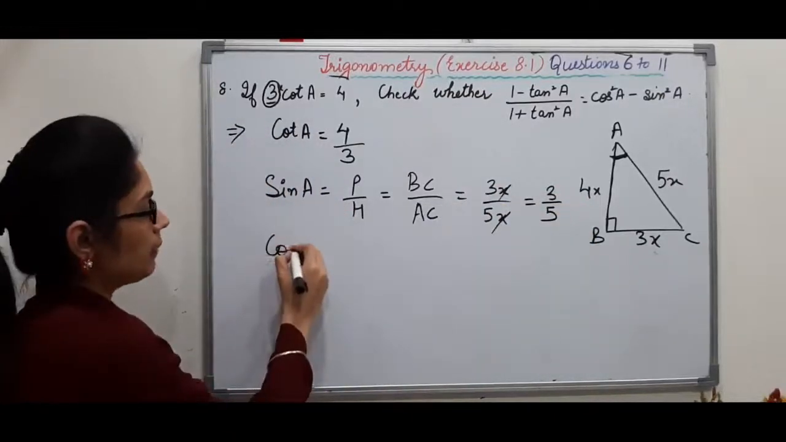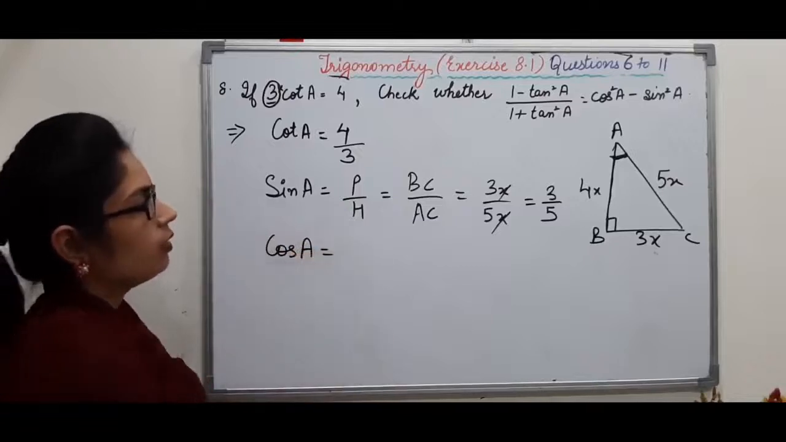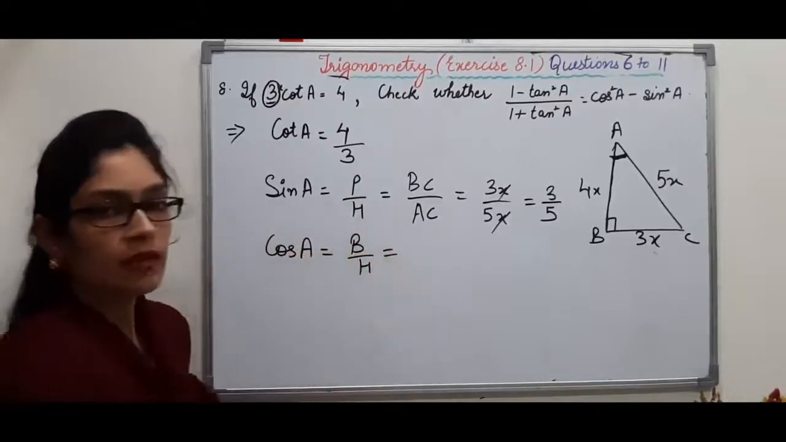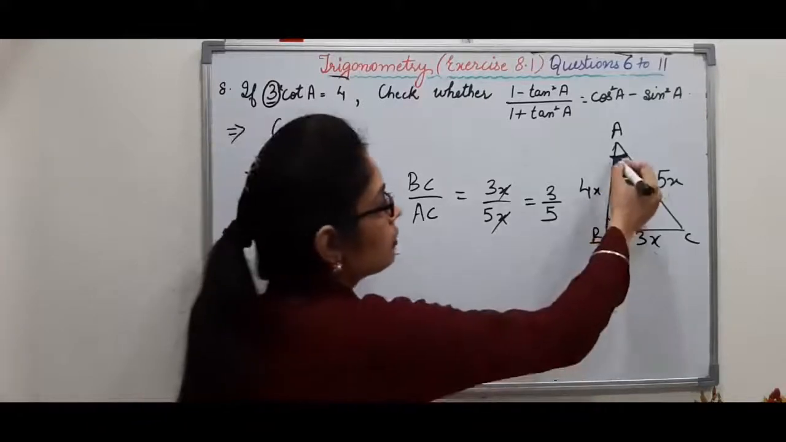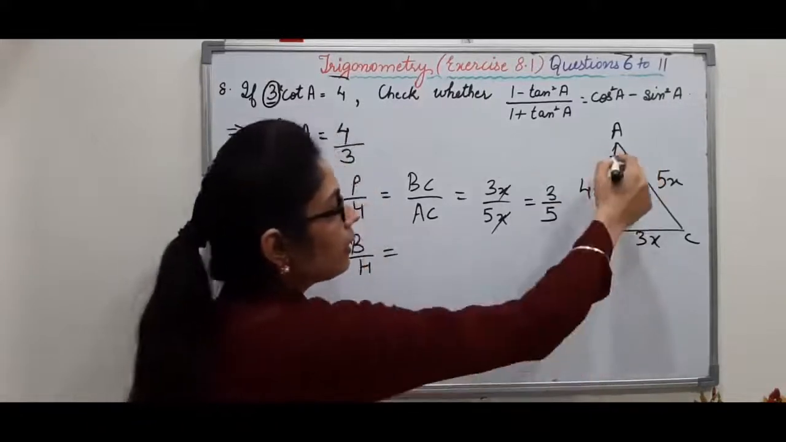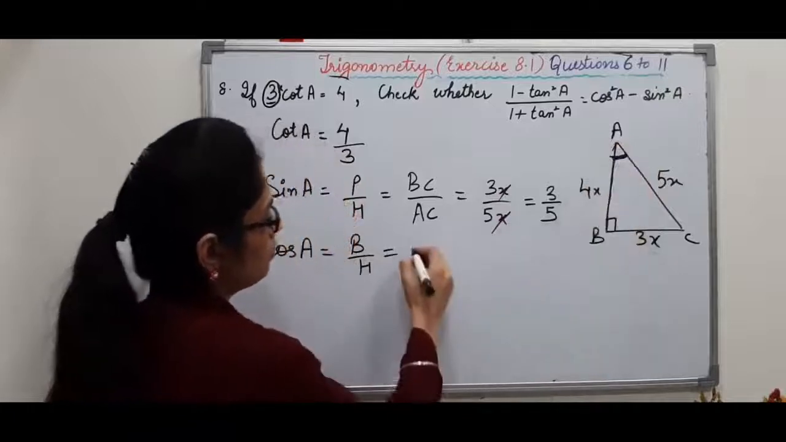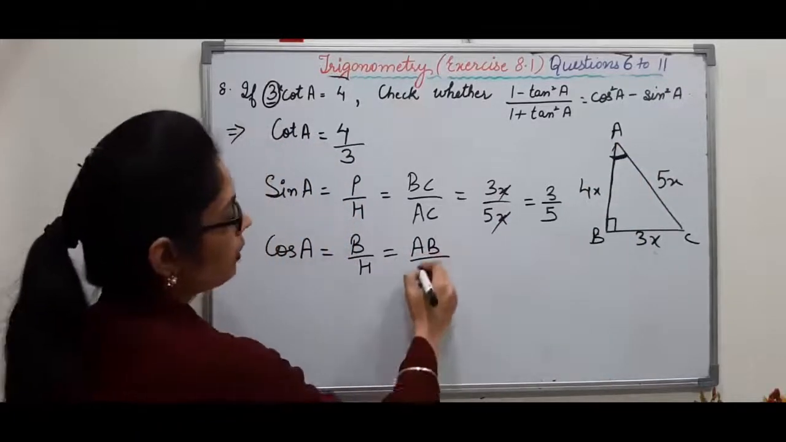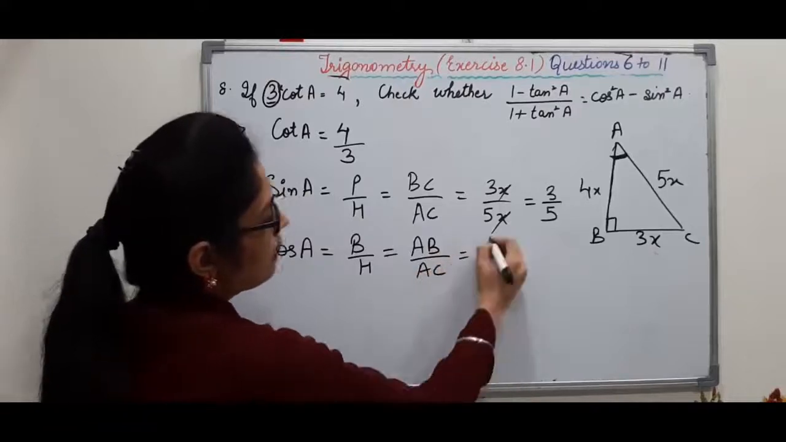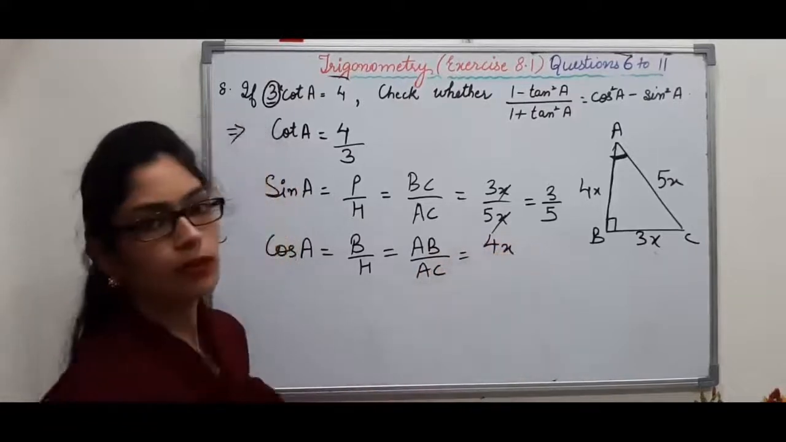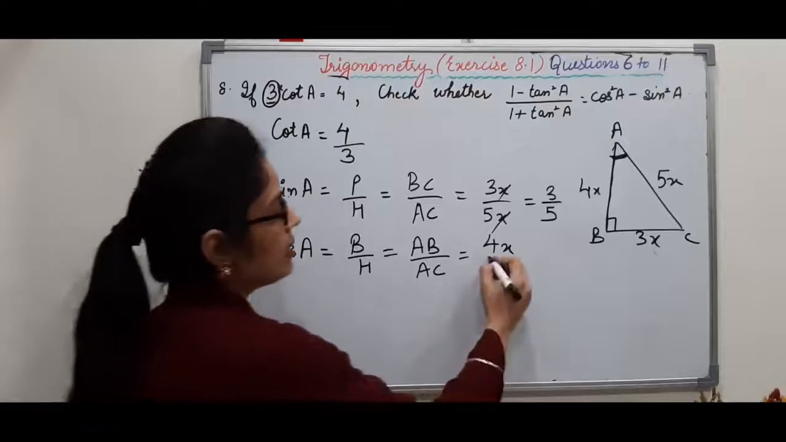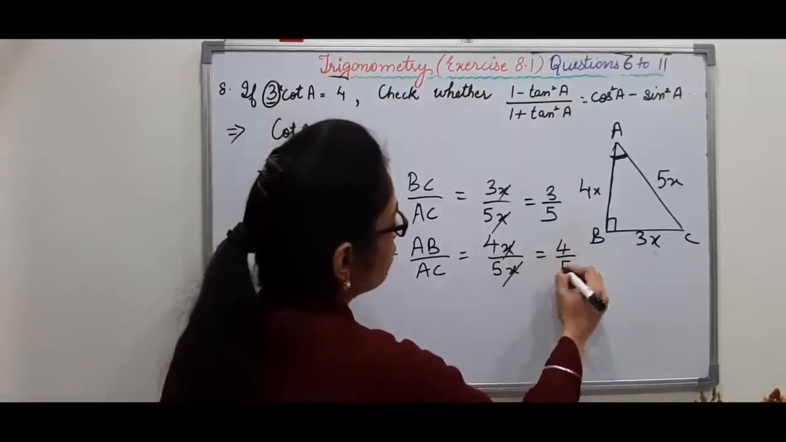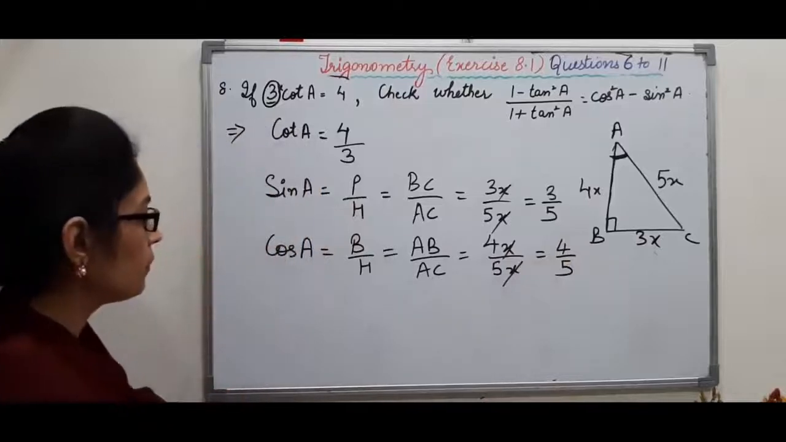Now cos A. Cos is base upon hypotenuse. So with respect to A, we have to see which side is base. The adjacent side to angle A is AB. So we can write AB, because AB is the base and hypotenuse is AC. AB is 4x, so I am just substituting the values of AB and AC. AC is 5x. So x and x will get cancelled. So the value is 4 by 5.